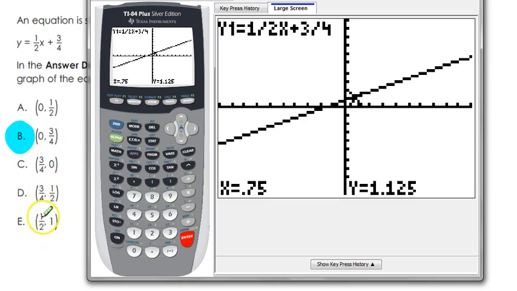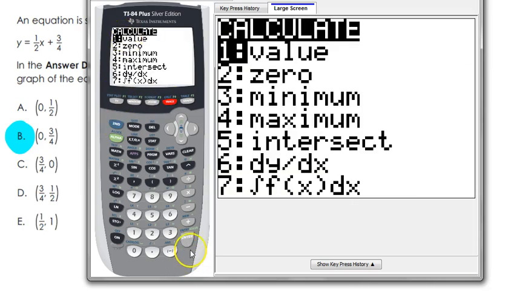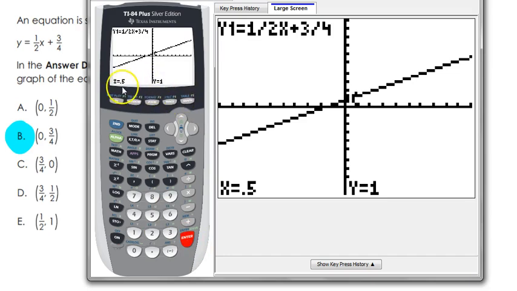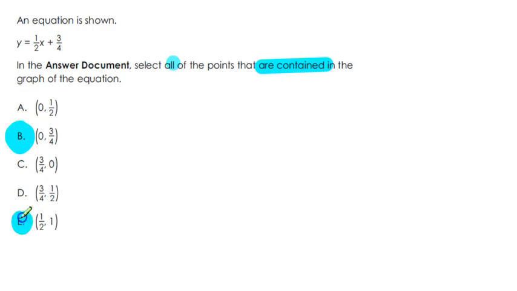So the last one you'd have to check is, what if x is 1/2? So you'd have to go back to calculate, go back to value, x is half. And you can put in 0.5, you can put in half like that. 0.5, 1. There we see that is also an answer to this question.